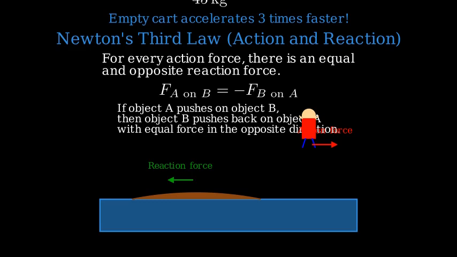For our second example, let's look at how rockets work. A rocket's engines push exhaust gases downward with a great force. According to Newton's third law, the gases push back on the rocket with an equal force in the upward direction. This reaction force is what propels the rocket upward.